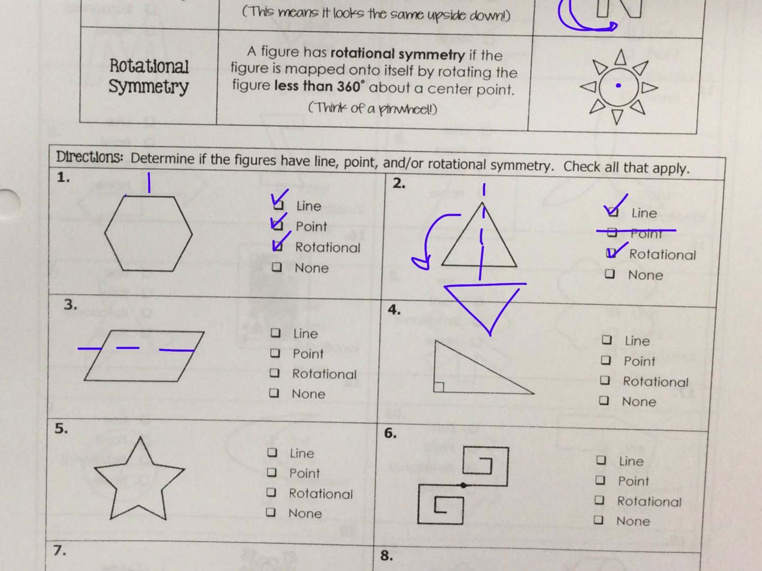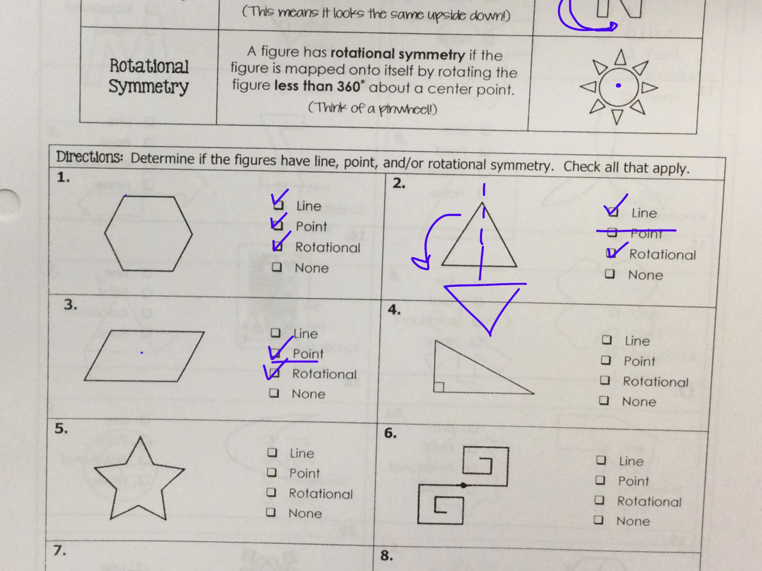This one, no symmetry that way. So this one does not have line symmetry. But if I turned him around, rotated him on a point, he would look the same whether he was upside down or right side up, which also means he has rotational.